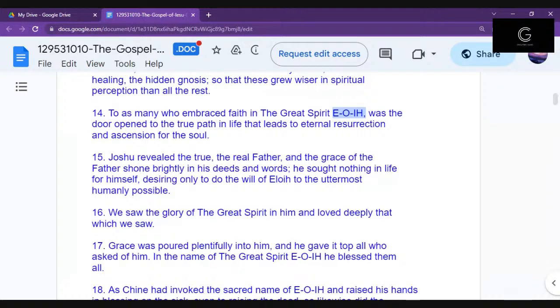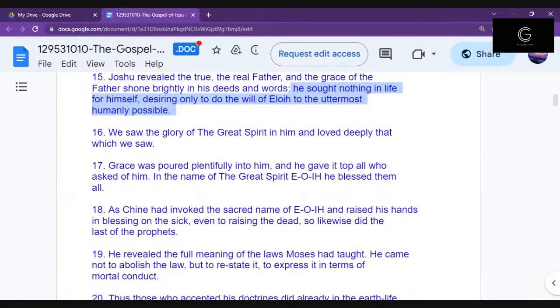Why? Because the iesu, the high-raised spiritual man, knows that all corporality is vanity. He sought nothing in life for himself, desiring only to do the will of the great Eloah, the Great Spirit, to the uttermost humanly possible. We saw the glory of the Great Spirit in him and loved deeply that which we saw.